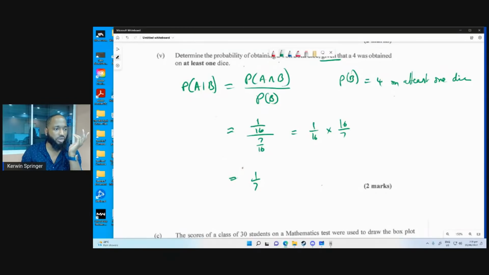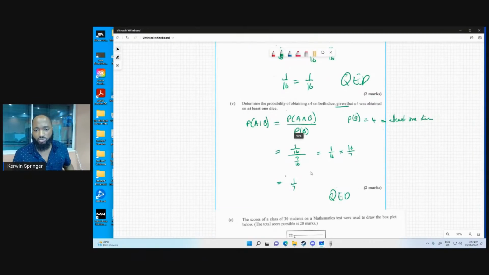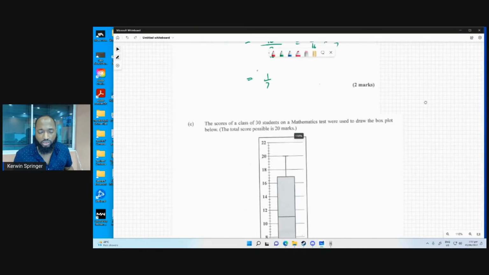QED means it's proven. Did I write QED just now? I did it absent-mindedly. It's from Latin, quod erat demonstrandum or something like that, and it means what has been asked to be shown has been shown. What has been asked has been demonstrated. That's what is right for the person at the end of the day, if you write it.